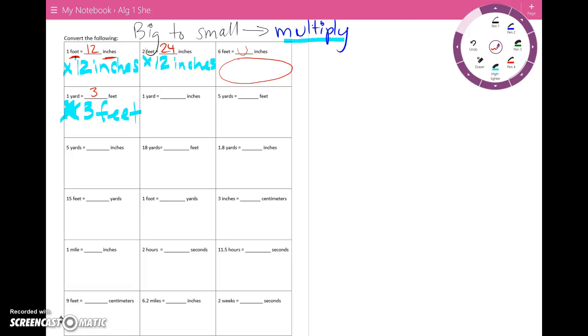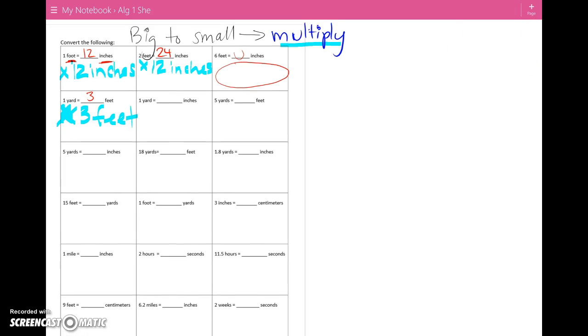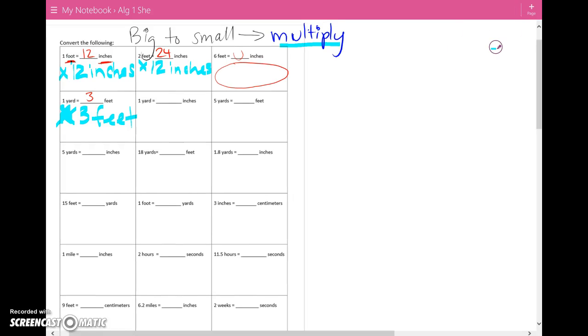Now the next one is going to require an extra step here. So pay attention. So I need to convert from a yard to inches? Well, I'm going to go one step at a time. I know the next measurement down is feet. So I'm going to multiply that times 3 feet. And then I need to go from feet to inches. So I'm going from yards to feet, and then feet to inches. And there's 12 inches in 1 foot.